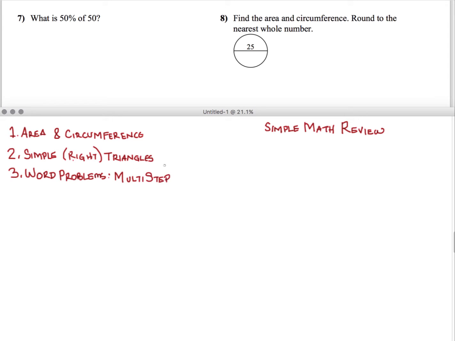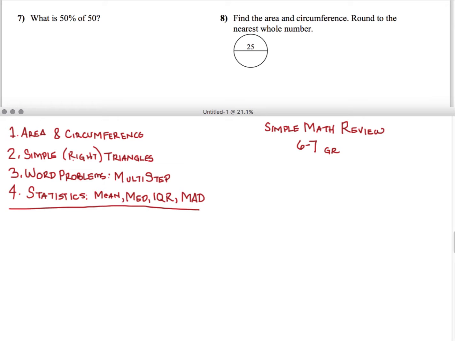As you can tell here, first we're going to start on area and circumference, and we're going to work on simple right triangles. We're going to do a couple of very simple word problems and some of the logic. What's going to take up a little more than half the video will be the statistics. And this is very critical. Too many people do not appreciate how important this will be later on in your math careers. Trust me, you will need this. Okay, grade 6, 7. So let's go on to our first one.